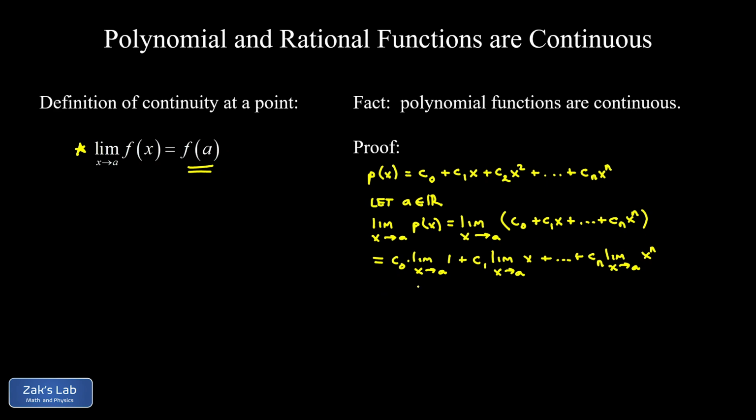Now those first two limits: the limit of 1 is a limit of a constant. That was one of our basic limit laws, and that's just 1. And then the limit of x as x goes to a, that's just a. The one term that I'm showing here that requires a little bit of extra work is the limit as x goes to a of x to the n. We have to use our limit law that a limit of something raised to a power is the limit of that thing, then raised to the power.